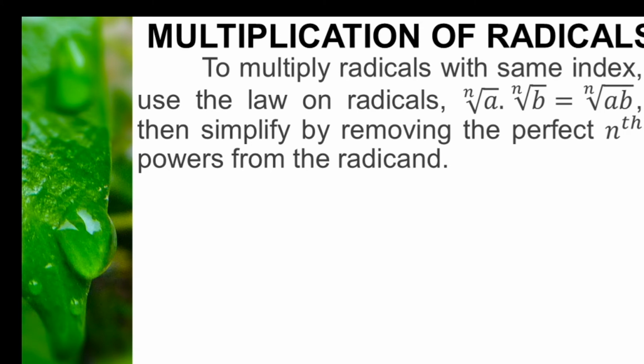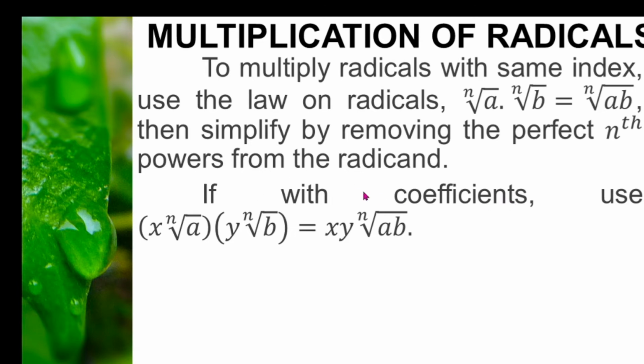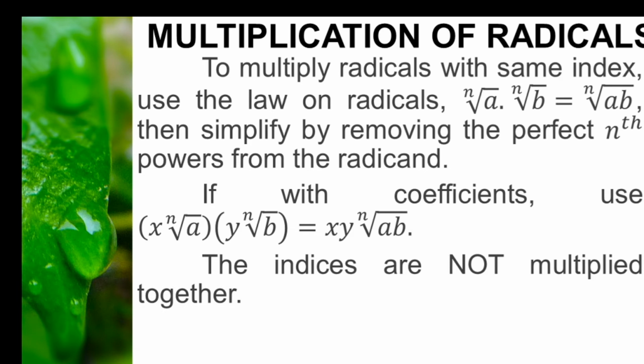To multiply radicals with the same index, use the law on radicals: the nth root of A times the nth root of B is equal to the nth root of A times B. Then simplify by removing the perfect nth powers from the radicand. If with coefficients, use quantity x, nth root of A, times quantity y, nth root of B is equal to x times y, nth root of AB. The indices are not multiplied together. So take note, you are just going to multiply the coefficients and the radicands.